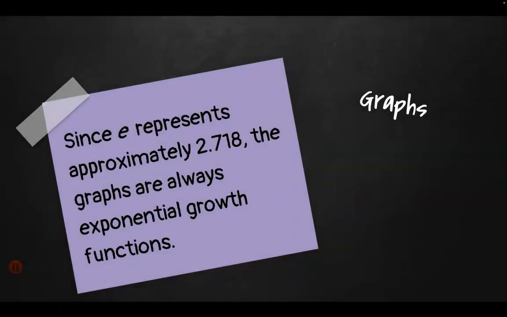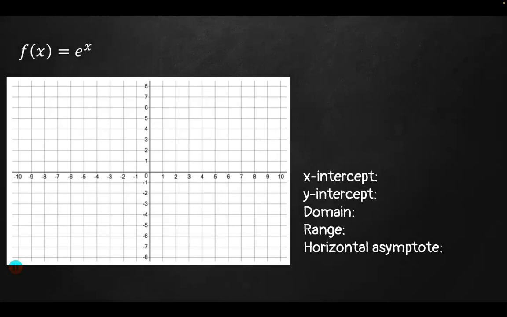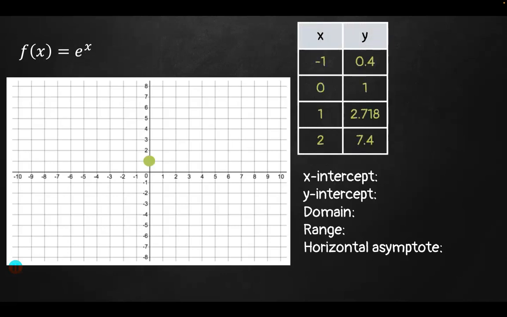Okay, so now when you look at graphs, e represents approximately 2.718. Something to know is that because this base is greater than 1, the graphs involving the number e are always going to be exponential growth functions. Now we're going to look at this first graph together. This is actually the parent function, so it's just e, which is my base, to the x power, so e to the x. When we plug that into our calculator, we're going to get some numbers in our table of values. We're going to plot those points, and just like exponential growth functions, you're going to have a curve that is increasing.